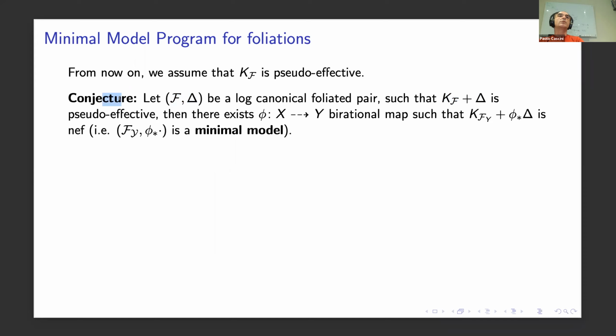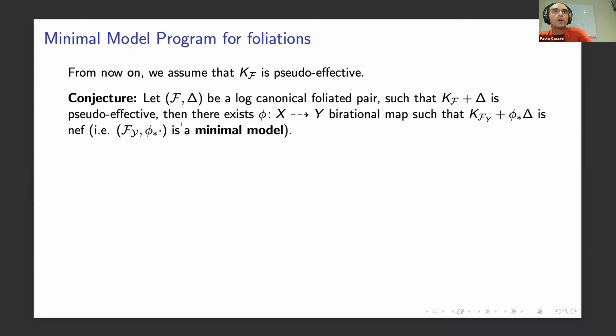Then what we expect to be true is that there exists a birational map from X to Y in such a way that the induced divisor, K_F_Y + Δ_Y, is nef, as usual, exactly like in the minimum model program. And of course, this is a typo, it should be F_Y. Sorry, I don't know why it came out like this. The corresponding pair is called the minimal model.